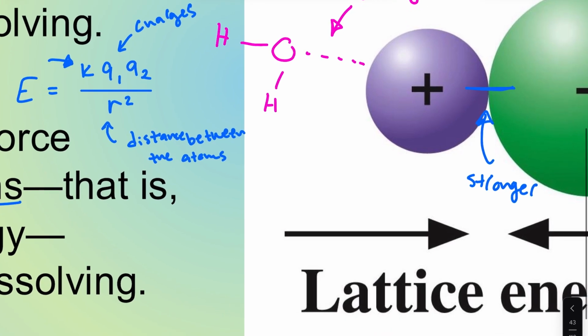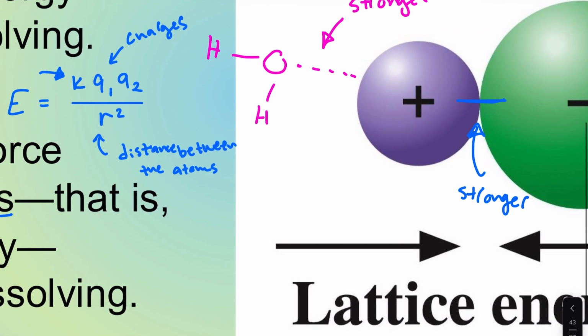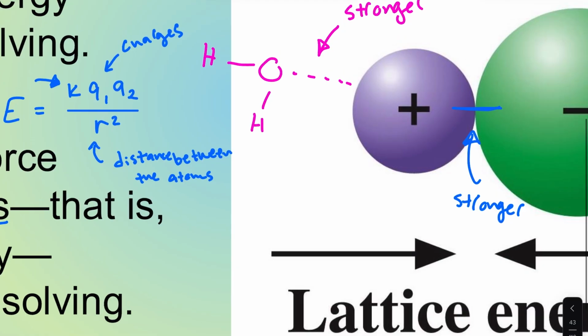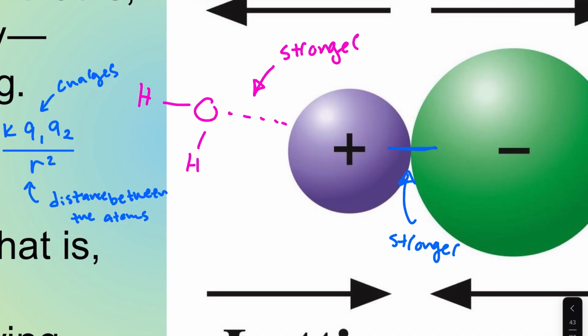lattice energy will be. And so, since smaller atoms are definitely going to have a smaller distance between the atoms, your lattice energy is going to be higher. So, it's going to be a bit more difficult for smaller atoms to be able to break apart. It's going to be more difficult for the energy of hydration to break apart that atom.